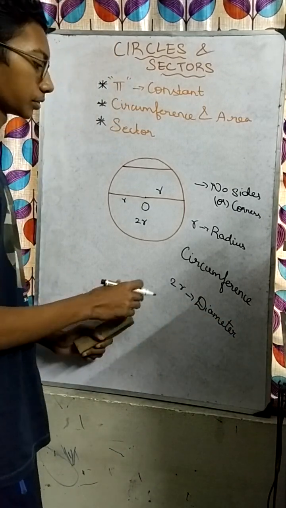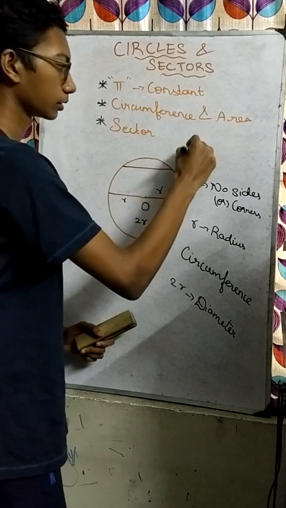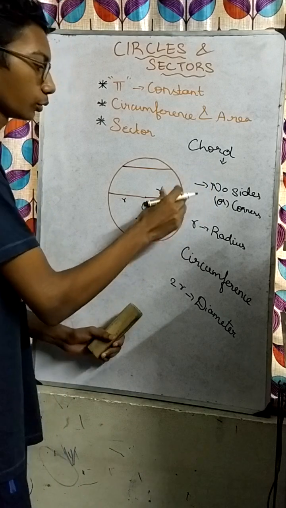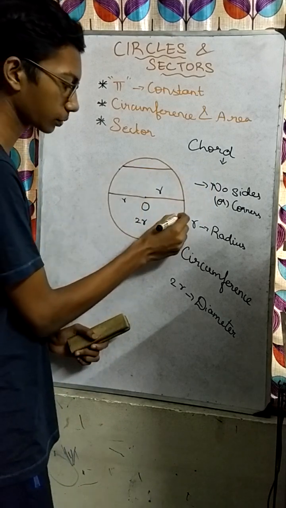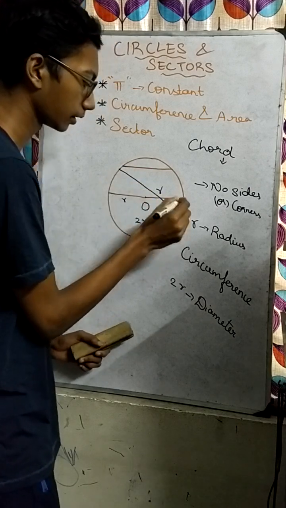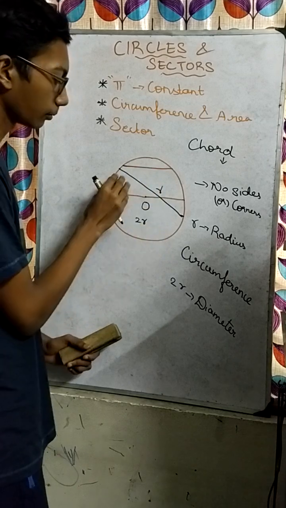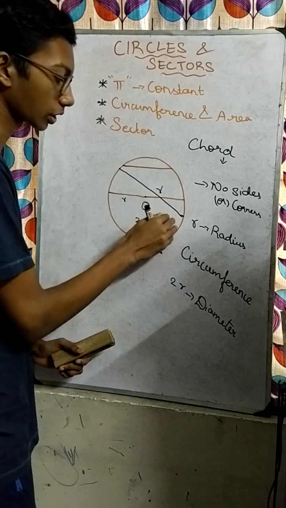Now another thing about a circle is this line, which is called a chord. That is C-H-O-R-D. The definition of a chord is you take any 2 points on a circle. Let's take this point and this point. And if you join these 2 points with a line, this is called a chord. But this is not a diameter because it does not pass through the midpoint, that is the origin. So this is a chord.